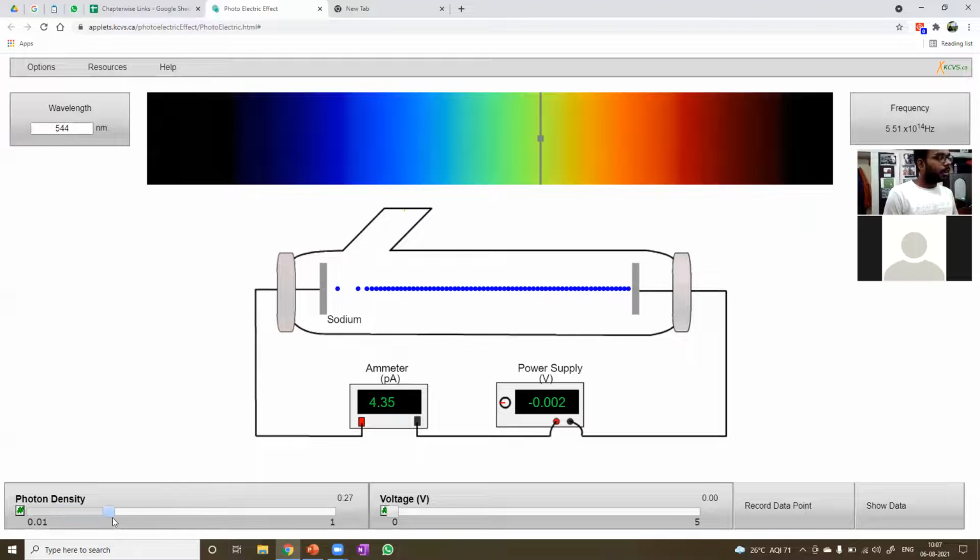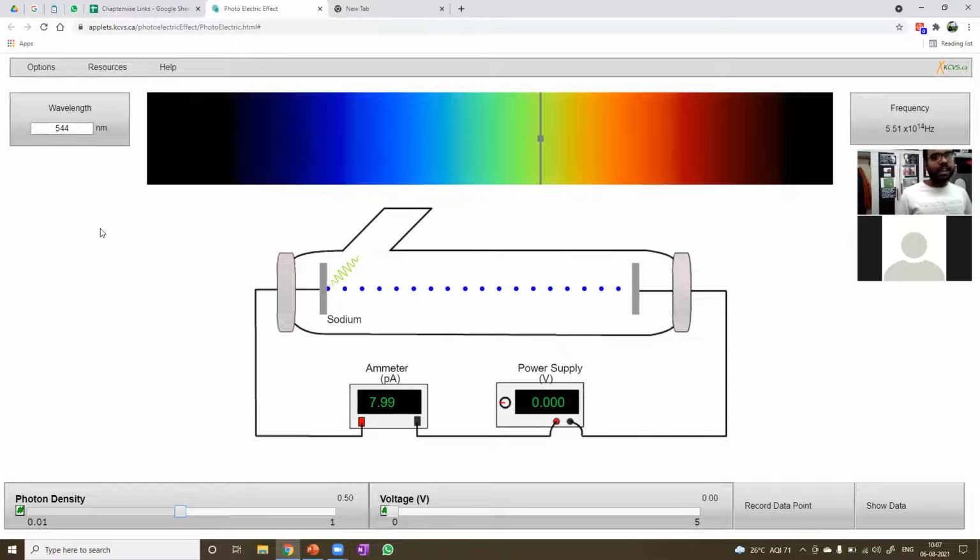Okay. Now let me put the photon density somewhere in between. Now what I do, I increase the intensity further. Now this is the minimum frequency for which the electrons started emitting. This frequency is called threshold frequency. Remember, threshold frequency. Manam increase cheddam. Shanmukh, Krishna will increase the frequency. Don't worry. This is called threshold frequency. Remember, and this wavelength 544 nanometer is called threshold wavelength.